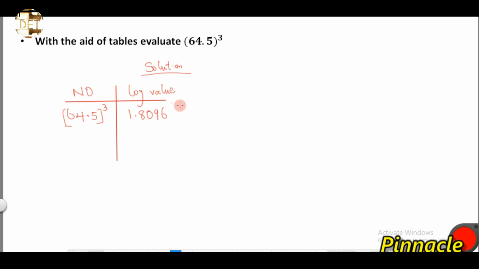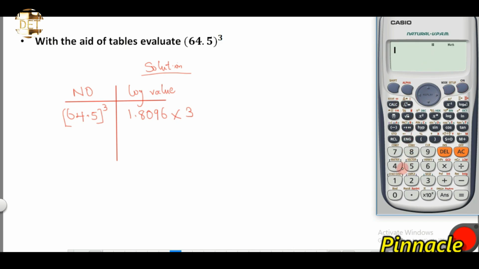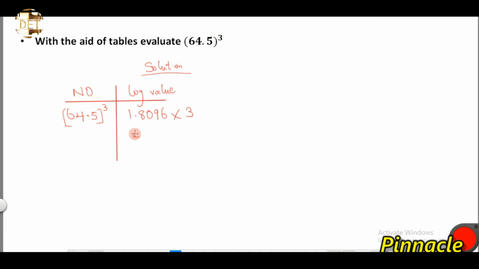This power of 3 in logarithm means times 3. So 1.8096 times 3 is what? 1.8096 times 3 is equal to 5.4288. So 5 is my characteristics, 0.4288 is the mantissa.